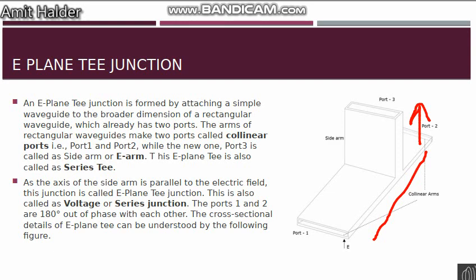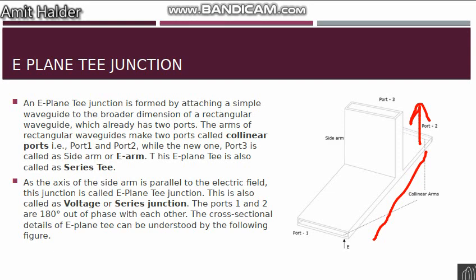So in that particular case, an E-plane T-junction is formed by attaching a simple waveguide to the broader dimension of a rectangular waveguide, which already has two ports. The arms of the rectangular waveguide make two ports. This rectangular waveguide has two collinear arms, port 1 and port 2, and port 3 is called the side arm or E arm.